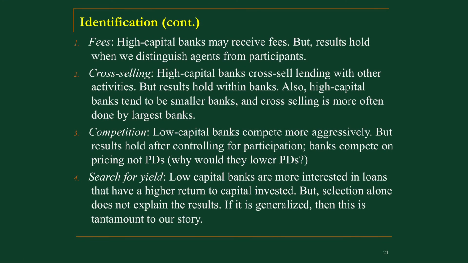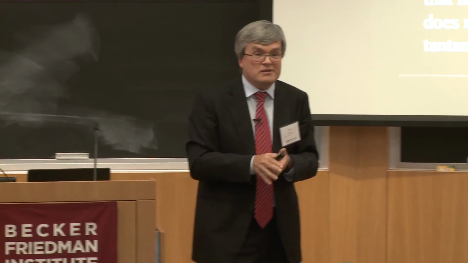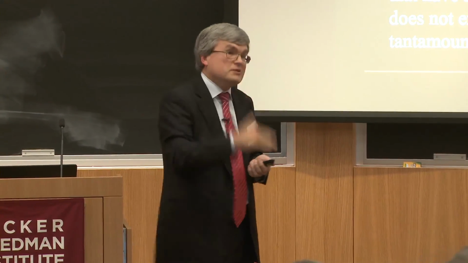The last one we have heard, because I guess it has been a popular period, is the search for yield. Could it be that low capital banks are more interested in loans that have a higher return to capital invested? This is a bit the same story as being selective, if they are being picky and choosing the right ones, but we already showed that there is little evidence for this. It doesn't seem to be the explanation. But the other thing is that if this were generalized, meaning to all the loans, then it is basically our story, except it's calling it differently. The reason why they are more interested and find these loans more profitable is that they are lowering the PDs.